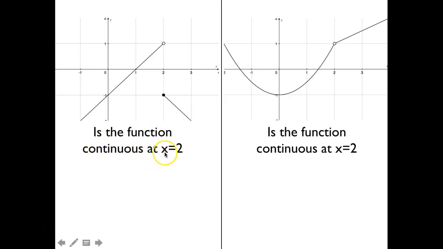Is the function continuous at 2? Let me get a pencil here. Well, first of all, you can ask yourself, can I draw this without taking my pencil off the paper? Absolutely not. It is a jump discontinuity. So I have to take my pencil off the paper. Okay, so let's talk about what it breaks. So remember, it has 3 rules. You must first have a limit as x approaches 2.